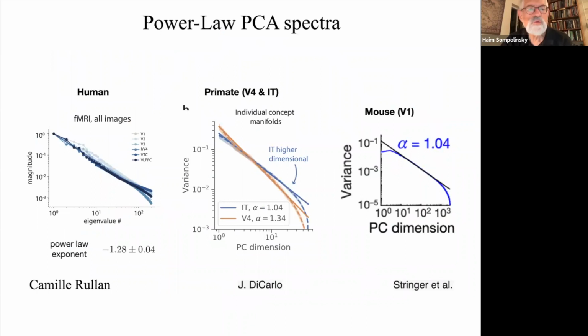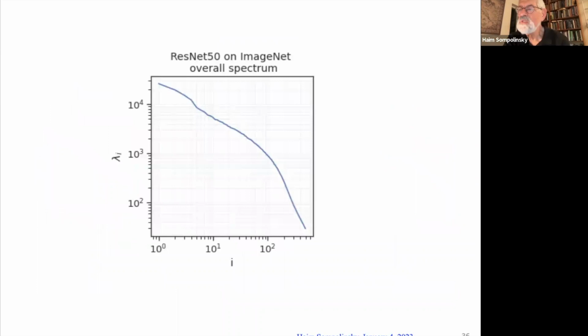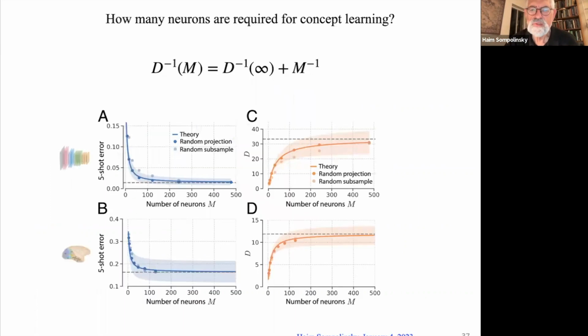I would also like to say that, related to dimension, there is a discrepancy between the real biological data, showing this power law dimension spectrum, the PCA spectra of this type of images in the brain, versus the deep convolutional network, which doesn't look like a power law at all. So there is something to understand there.